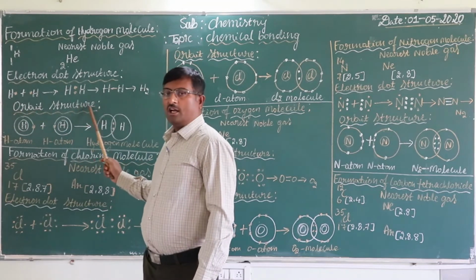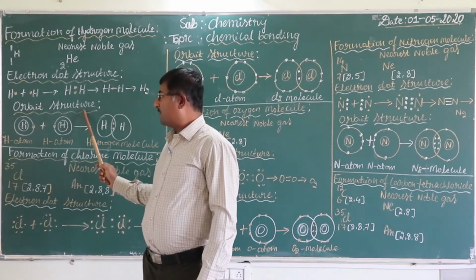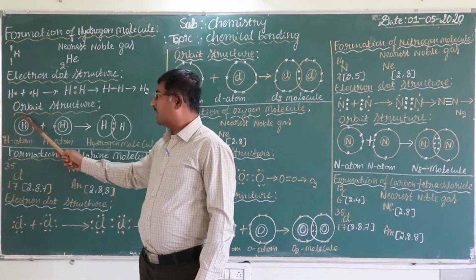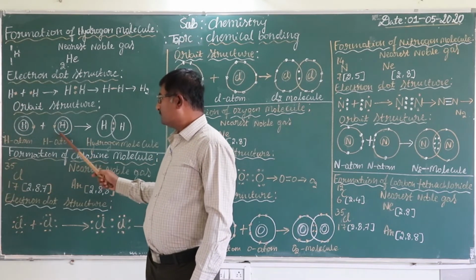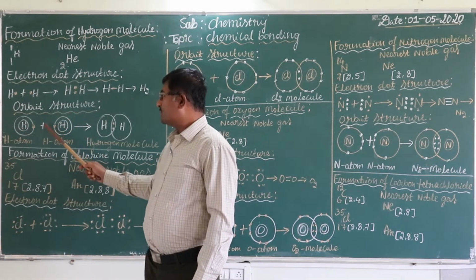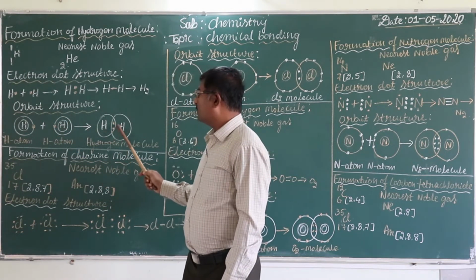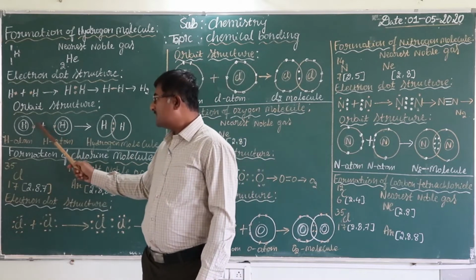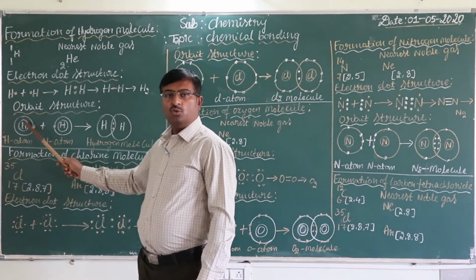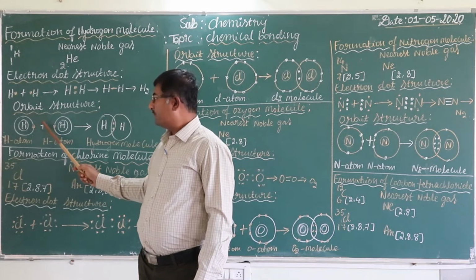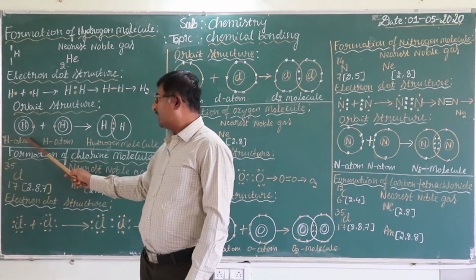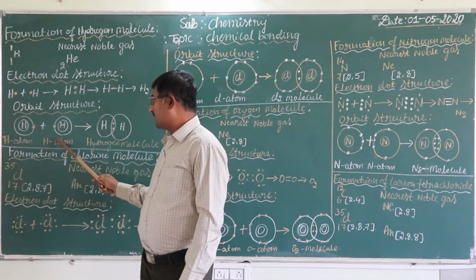Next, the orbit structure of the formation of the hydrogen molecule we will see. This is the structure of the hydrogen atom. This is one more hydrogen atom. When these two atoms combine, like this a hydrogen molecule will form. This is before combination. Two hydrogen atoms before combination, like this will be their structure.